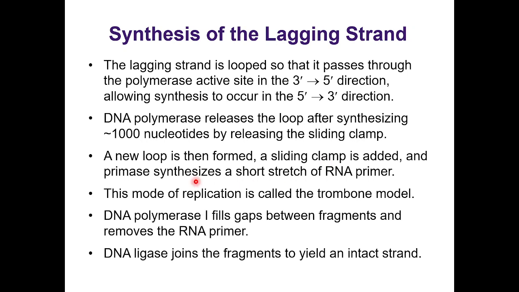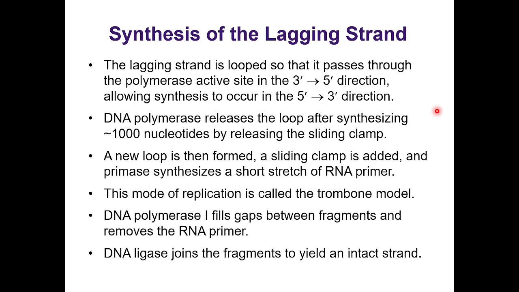Fantastic. All right, so let's talk about the synthesis of the lagging strand. The lagging strand is going to have to be looped so it passes through the polymerase active site in our 3' to 5' direction. This will allow the synthesis to occur in the 5' to 3' direction for the daughter. The DNA polymerase is going to release the loop after synthesizing approximately 1,000 nucleotides. This is going to be done by releasing the sliding clamp. And then we'll have to start that again and release. Start it again, release.